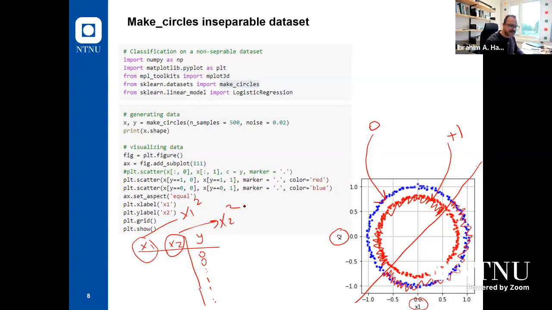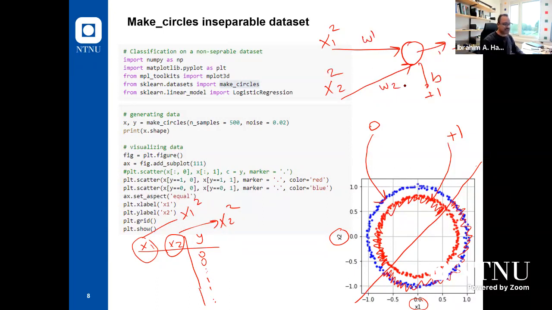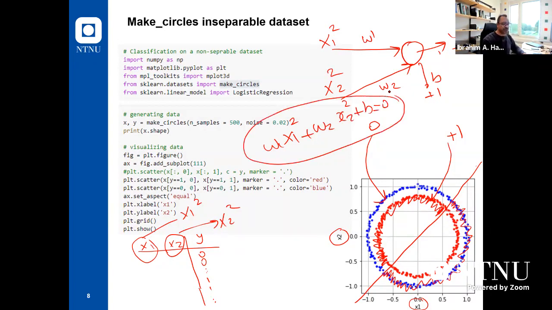In this case, I will try to use a perceptron, and the input to the perceptron will be, instead of x1, x1 square, and instead of x2, x2 square. So the output will be y. We have here a bias, and we have omega 1 and omega 2. So this problem is very simple. If we need to draw the decision line here, it will be omega 1 x1 square plus omega 2 x2 square plus b equals 0. And if we look into this equation, in fact, it's the equation of a circle.